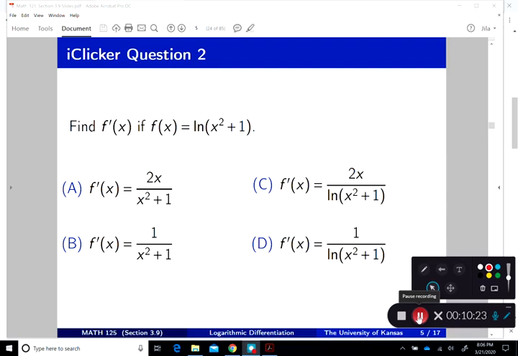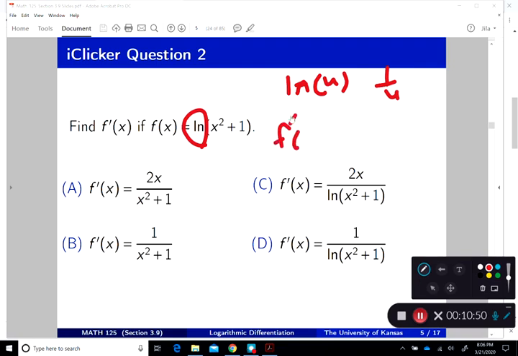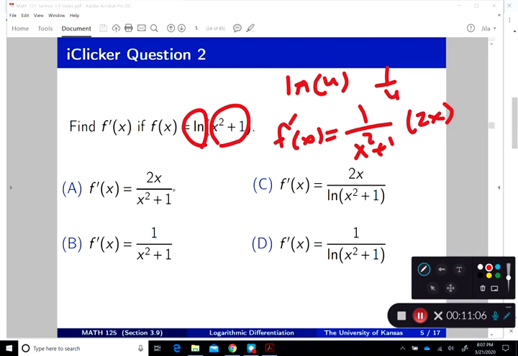From what we know, the outside function in here is the natural log of x, or the natural log of u, as we can say. So I have to think about what is the derivative of the natural log of u. And that would be 1 over u. So the derivative here is going to be the derivative of the outside, when I plug in the inside, then I take the derivative of the inside. So what's the derivative of u? That would be 2x. And which one is the answer in here? That one is the answer.